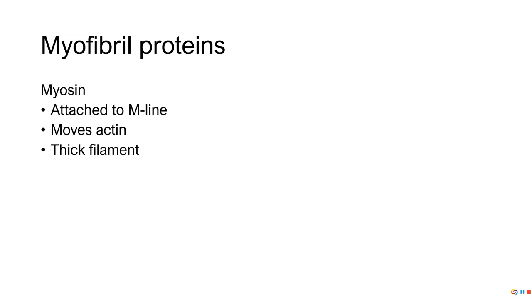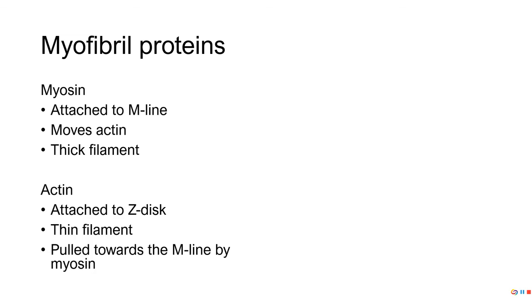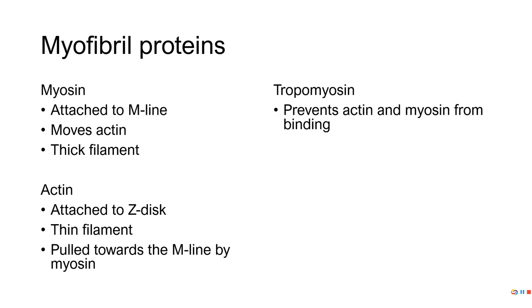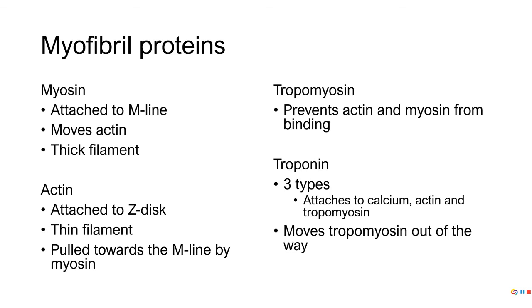So when it comes to these proteins, you've got myosin, which is attached to the M line. It moves actin. It's referred to as a thick filament, whereas actin is attached to the Z discs. It's a thin filament, and it's pulled towards the M line by myosin via the cross-bridge cycling. Tropomyosin is the blocker. In other words, it prevents actin and myosin from getting together. And then you've got troponin, which ultimately will move tropomyosin out of the way, and it can attach to calcium, actin, and tropomyosin.